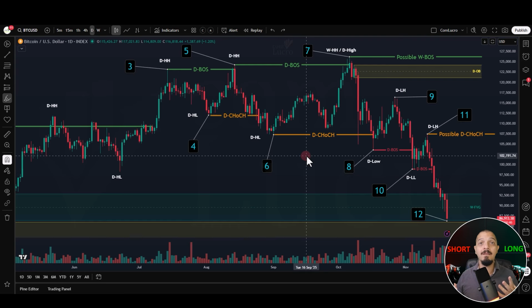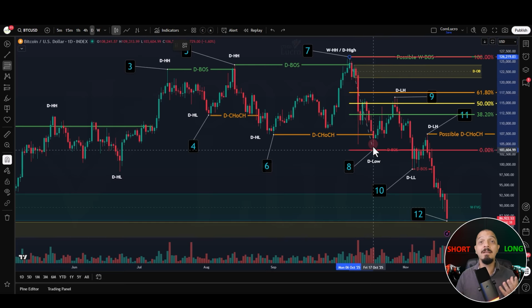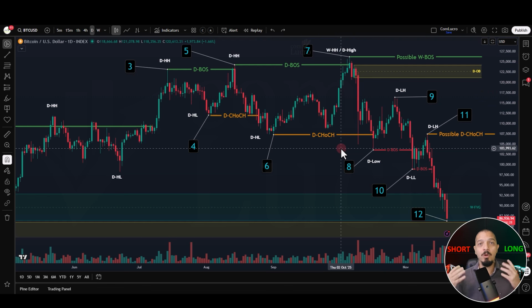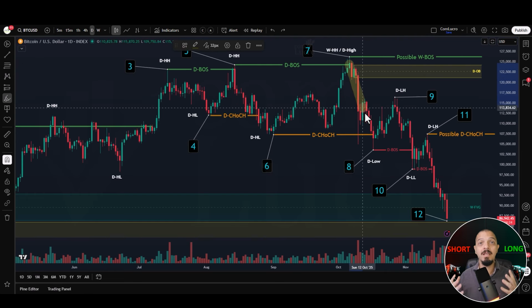Step 9. After the change of character at step 8, price retraces upward and pulls back deeper than the 38.2% Fibonacci level. This confirms a valid pullback inside the new bearish intention. Step 9 establishes the lower high that the market will later use to confirm the first break of structure to the downside. It prepares the structure, but does not complete the trend reversal by itself.